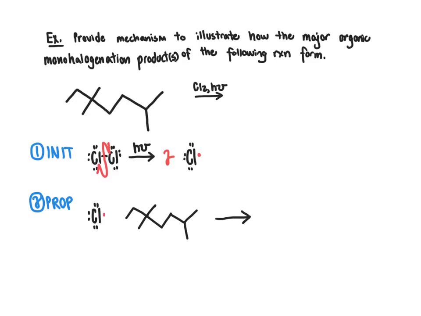And so we have to look for our tertiary carbons. And if we have more than one tertiary carbon, we'll react at both of them. But in this case, we have just one tertiary carbon. That's right here. The other carbons are all secondaries, primaries, or quaternary carbons.